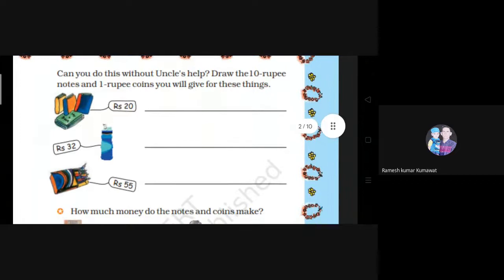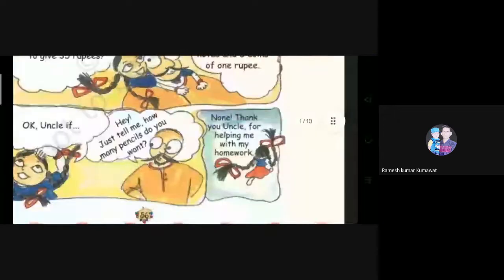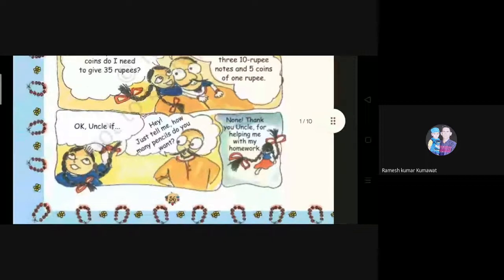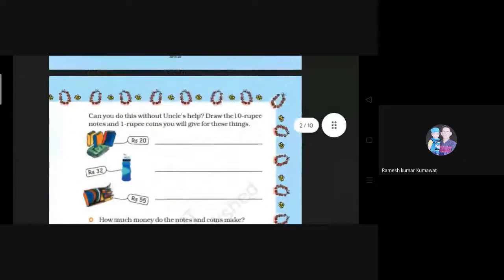Okay. So she took uncle's help to do her homework. She didn't want any pencils. See, okay, uncle. Hey, just tell me how many pencils do you want? Now uncle got bored and he asked, that's enough now, tell me how many pencils you want? So she said none. Thank you, uncle, for helping me with my homework. So she wanted uncle to help her with her homework.